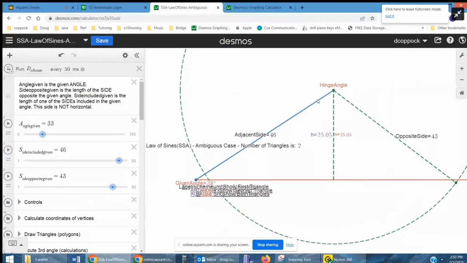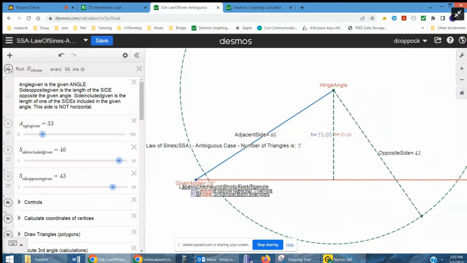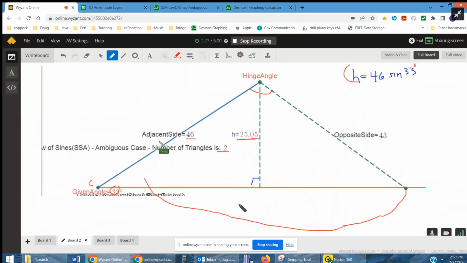Let's actually see why. Here's the depiction. Now focus on this opposite side of 43. And you see as it hinges, it's going to hit the horizontal side, boom, right there. And it hits it there also. That's why there's 2 triangles. And you're going to see what those 2 triangles look like on the next 2 boards.